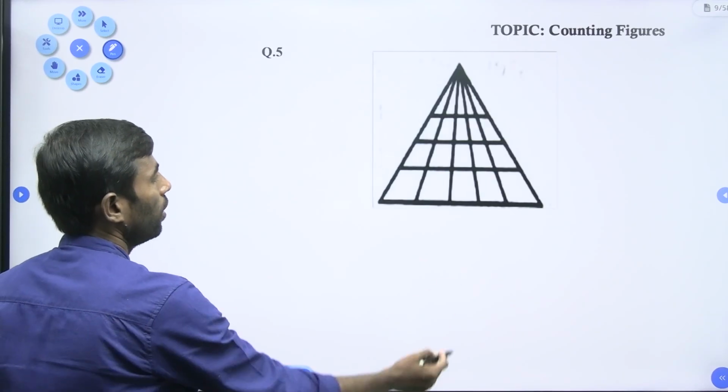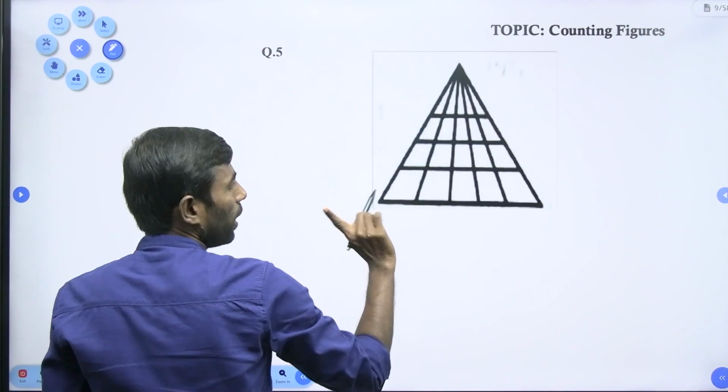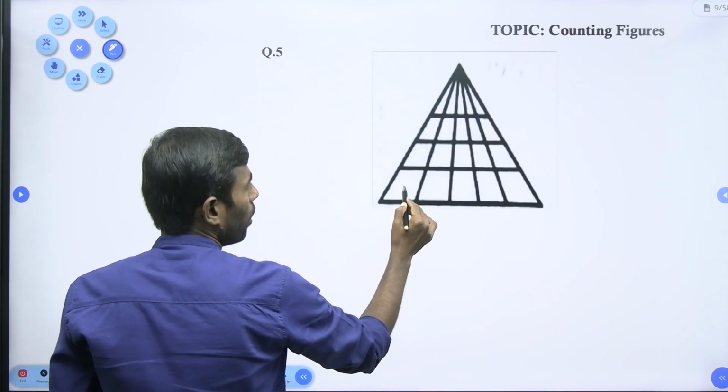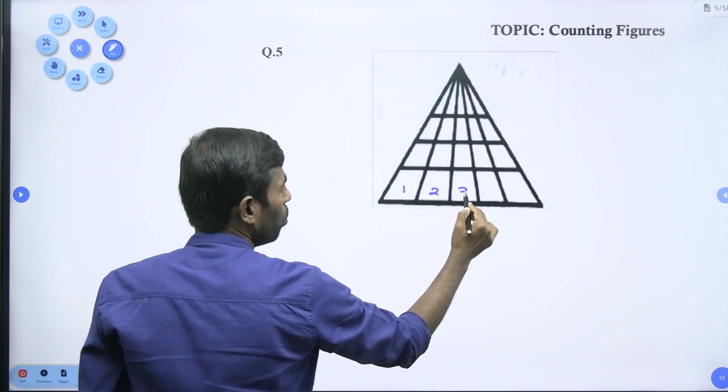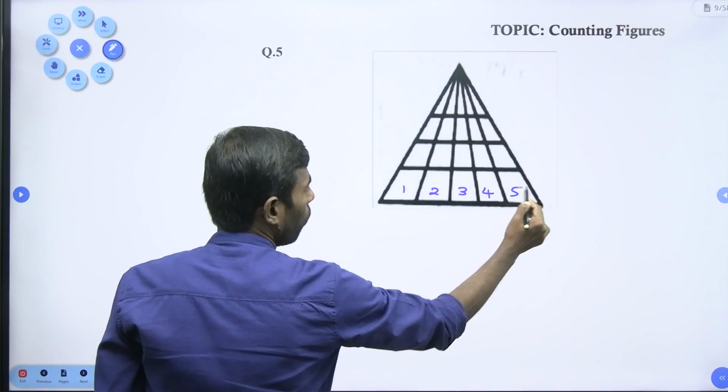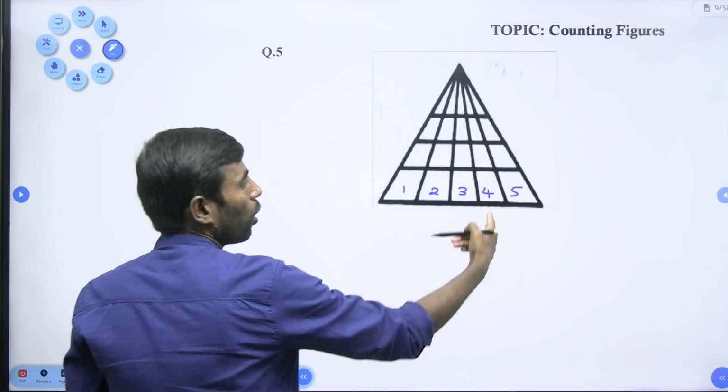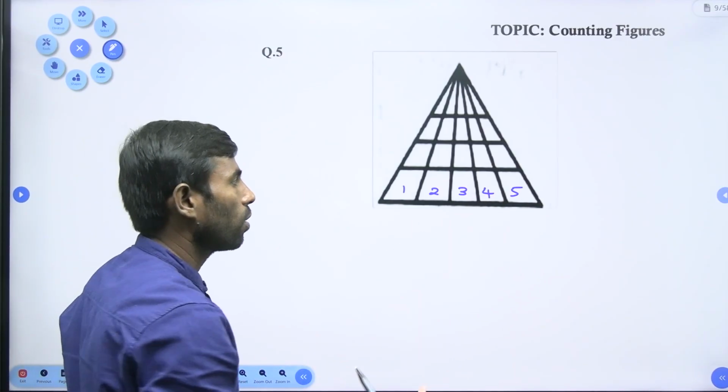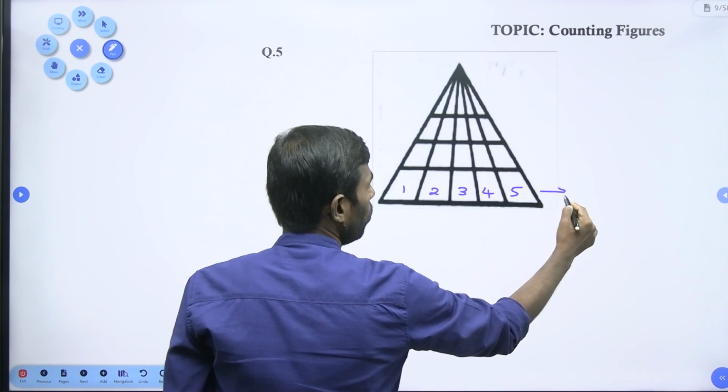Now, see the next figure. To calculate any one thing, give numbering in the gaps. 1, 2, 3, 4, 5. How many triangles are there? 5 into 6 by 2, which is equal to 15.